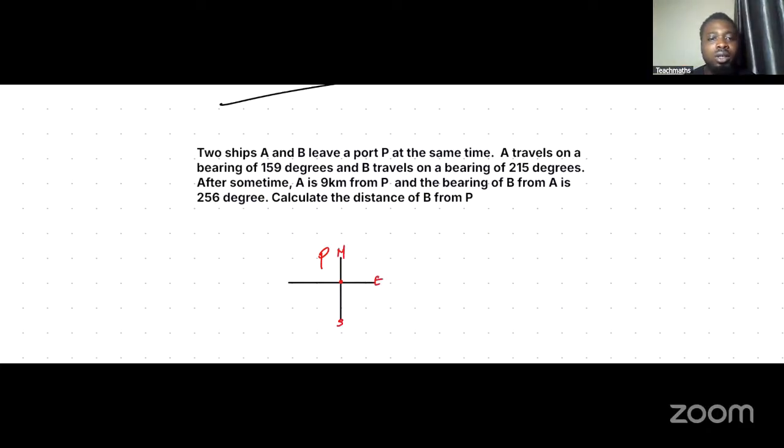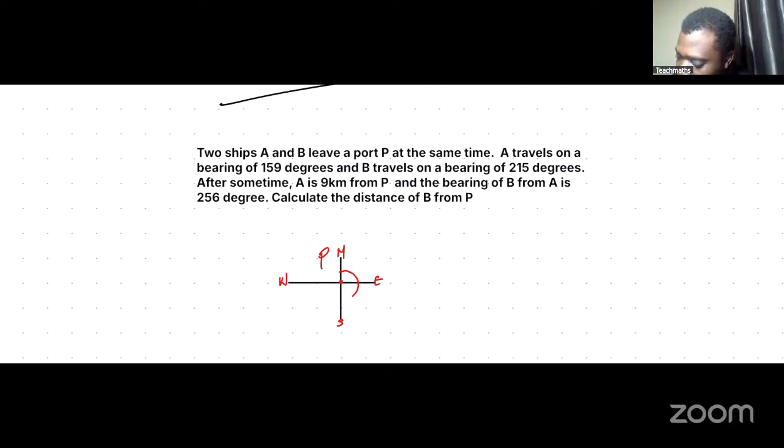So, two ships A and B leave the port P at the same time. A travels on the bearing of 159 degrees. So 159 degrees means you're starting from the north and going in a clockwise direction. 159 degrees is more than 90, but it's not up to 180.